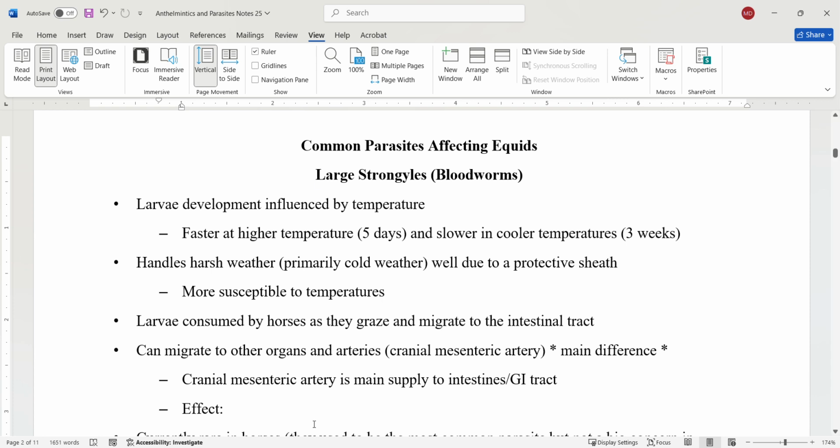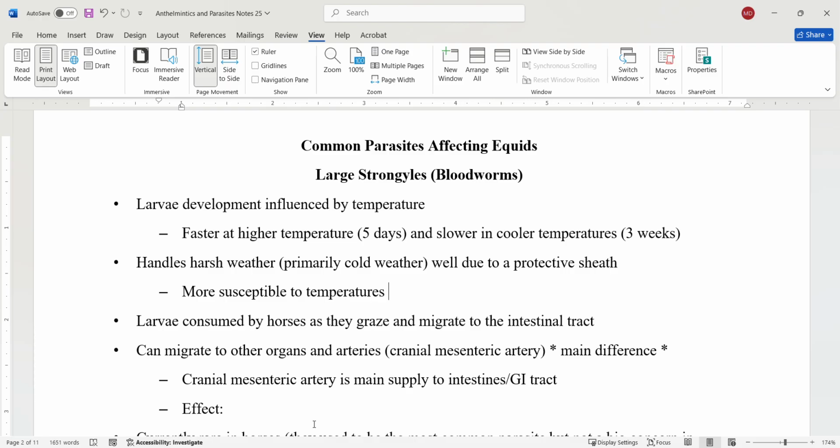I want to go over and talk through each parasite life cycle, beginning with our large strongyles, also often referred to as bloodworms. Our large strongyles are a family of parasites, and there are actually three main species that belong to this family: Strongylus vulgaris, Strongylus edentatus, and Strongylus equinus. I'll talk about those differences in a second, but just know we have three different species that do a little bit of different things.